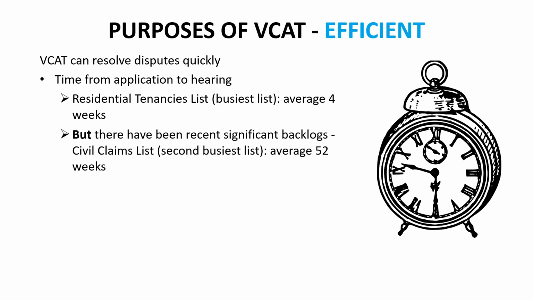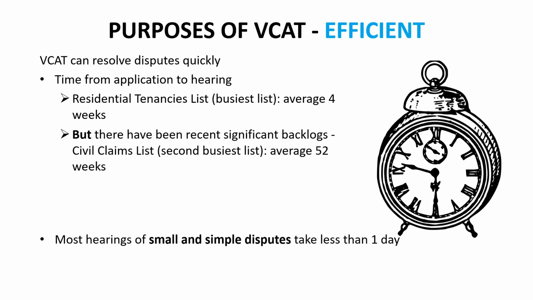Having said this, the COVID pandemic lockdowns have resulted in significant backlogs in other lists, even for small and simple disputes. For example, the second busiest list in VCAT is the Civil Claims List, which deals with a range of disputes, including disputes between consumers and suppliers over defective goods. The average time between when a party applies to VCAT to deal with such a dispute and when VCAT actually hears the case is now 52 weeks.